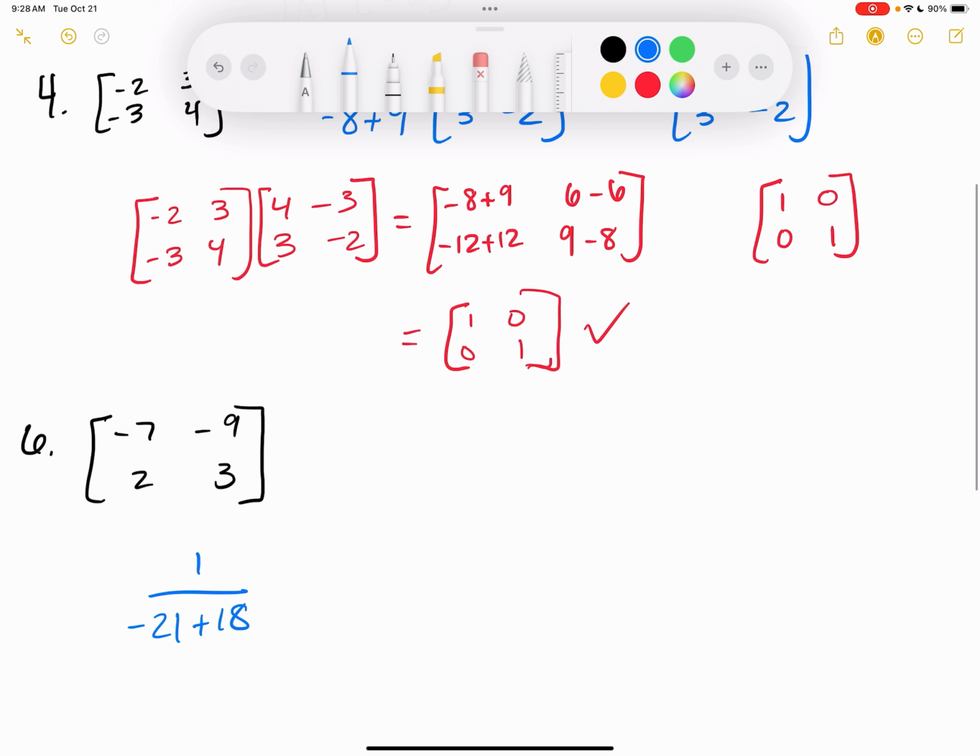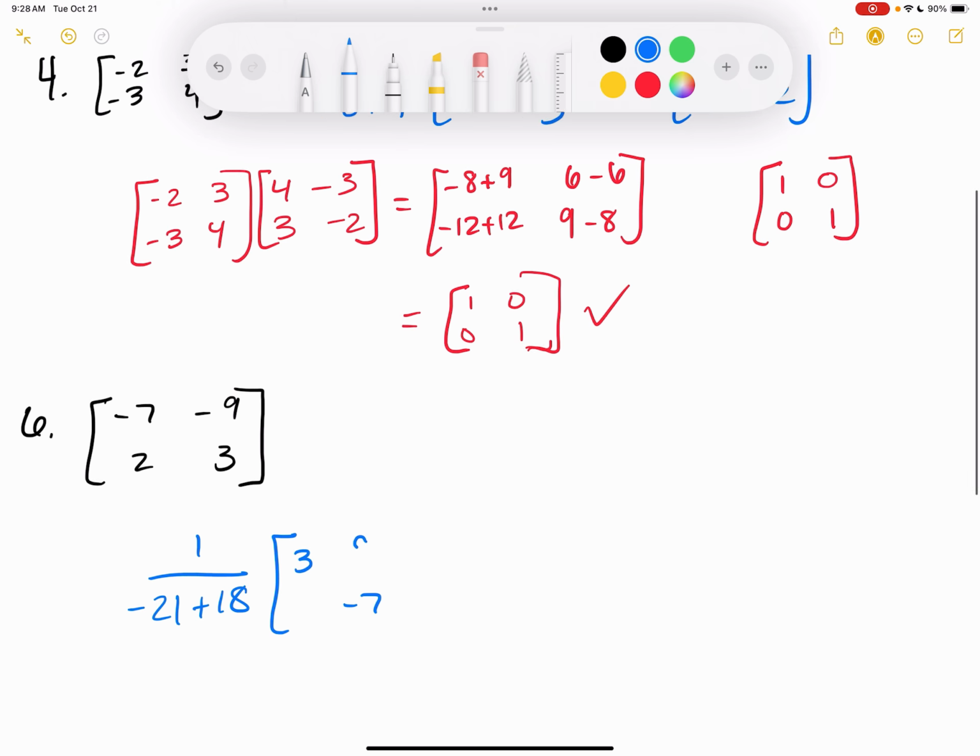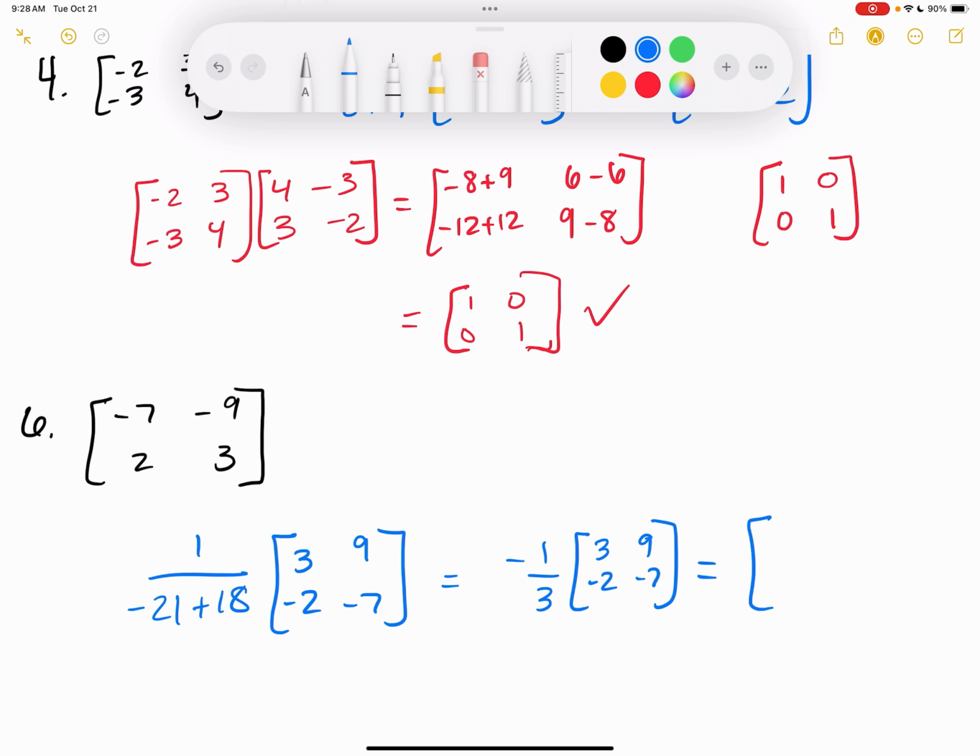And then we would, again, swap the main diagonal. So it'll be 3 and -7 swapping places. And then we change the signs of the other two values. So this will be a +9 and this will be a -2. So I've got -1/3 times 3, 9, -2, -7. So then I end up with -1, -3, +2/3, and then +7/3. And that would be your final answer right there.